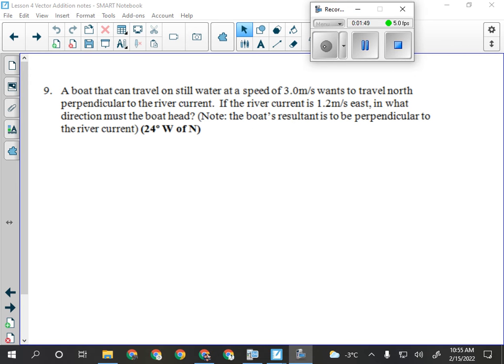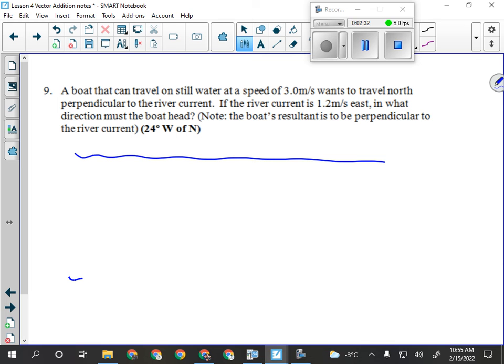Okay, so let's have a look at number 9. If you recall, the other day when we talked about boat questions, I said there were 2 kinds: rowing across and going across. Which one is this? Going across, because it says a boat that can travel on still water wants to travel north, perpendicular to the current. So the boat's resultant is to be perpendicular to the current, straight across the river. That's a going across. If it was rowing across, it would end up angled downstream. In this case, we want the resultant to be straight across the river.